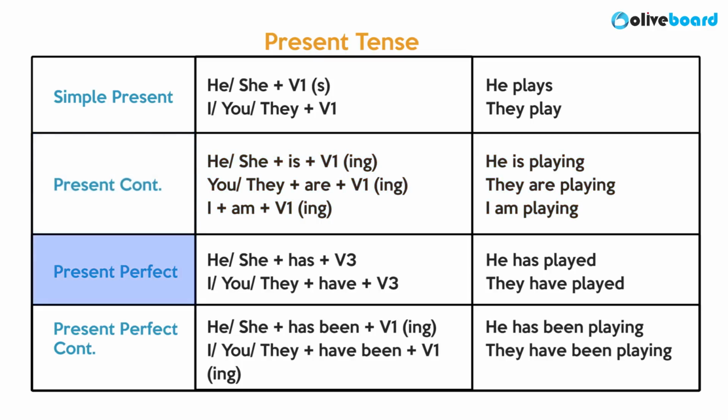In the present perfect tense, for the singular forms he and she, we use has, but for I, you and they, we use have along with the third form of verb. For example, he has played, they have played. Present perfect के केस में हम हमेशा थर्ड फॉर्म ऑफ द वर्ब यूज करते हैं along with has or have. Last is the present perfect continuous tense.